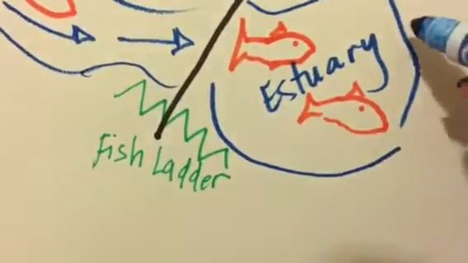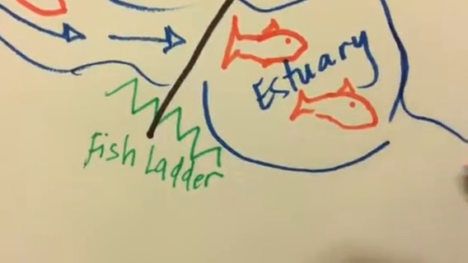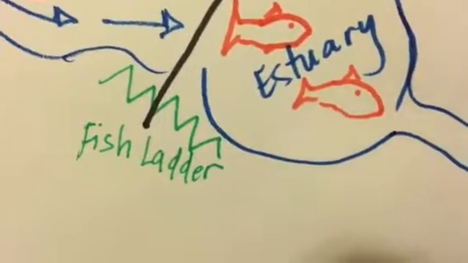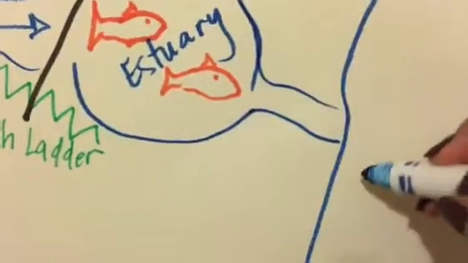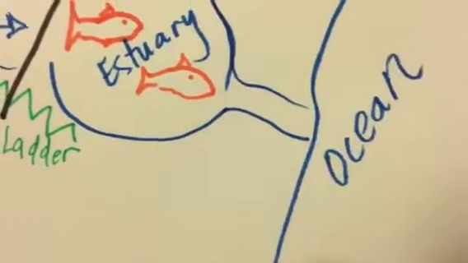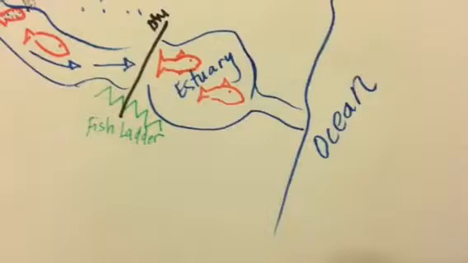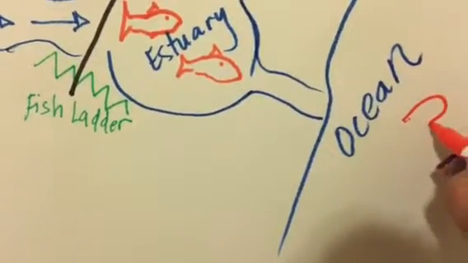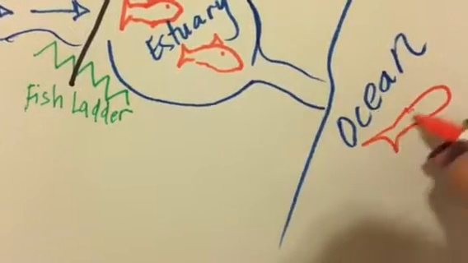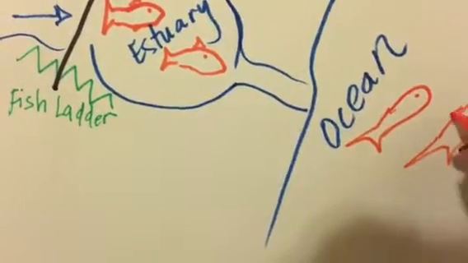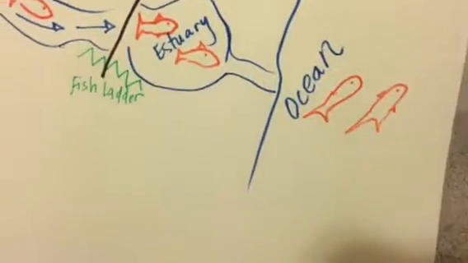So now let's go back to our picture, and we're going to have our smolt make it into the ocean. So we're going to label the ocean. And now they're in the ocean. So they've made it. They're in the ocean. Again, I'm not the best drawer. So they're in the ocean.